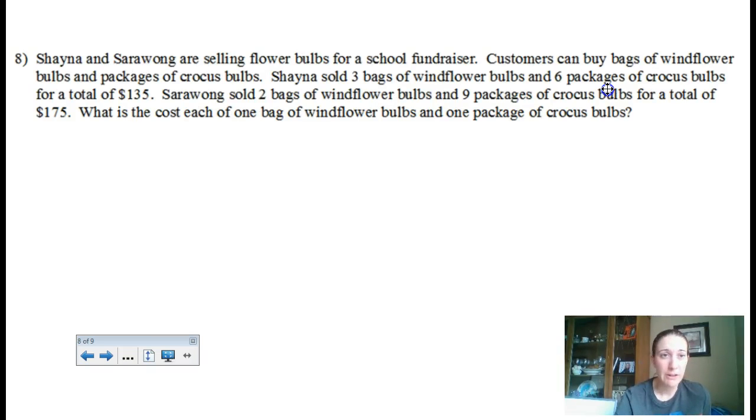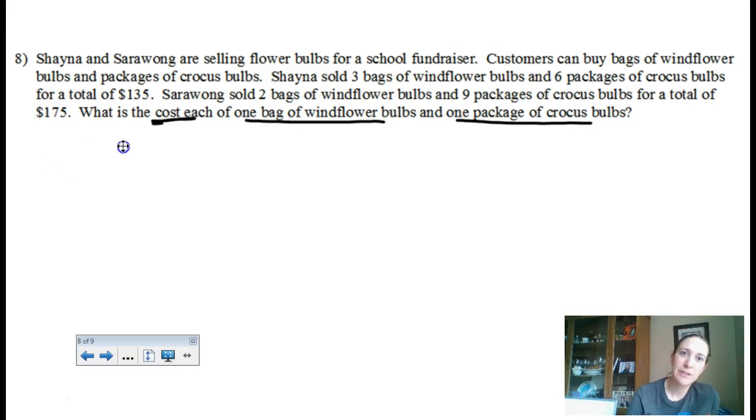Oh, this one looks fun. Shayna and Sarah Wong are selling flower bulbs for a school fundraiser. Customers can buy bags of wildflower bulbs and a package of crocus bulbs. I don't know what that is. I don't garden. So anyways, Shayna bought this much stuff for $135. Sarah Wong bought that for that many dollars. Okay. And then what's the cost of 1 bag of wildflower bulbs and 1 package of crocus bulbs? So right there was the variable setup.